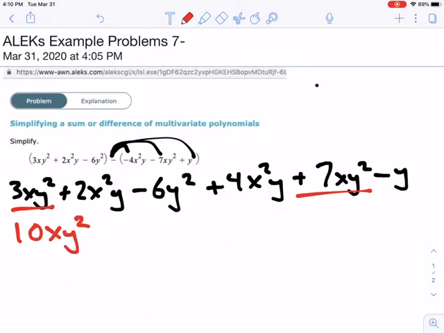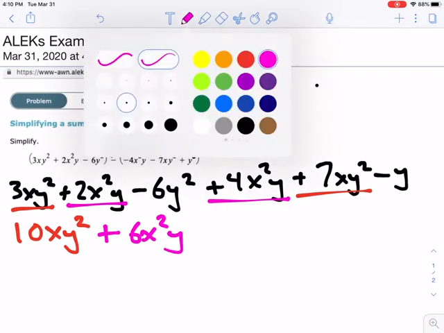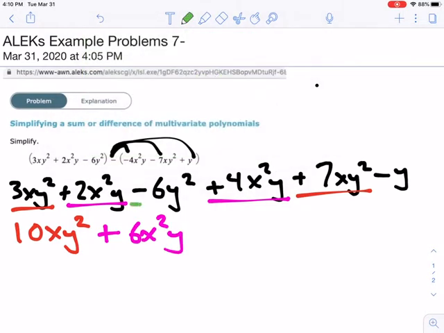All right, next, let's do this plus 2x squared y. So I want to find another x squared y term, and you've got one right here. So you've got plus 6x squared y. Then we'll do minus 6y squared, and there's nothing that works with that. And then last but not least, we have our minus y.